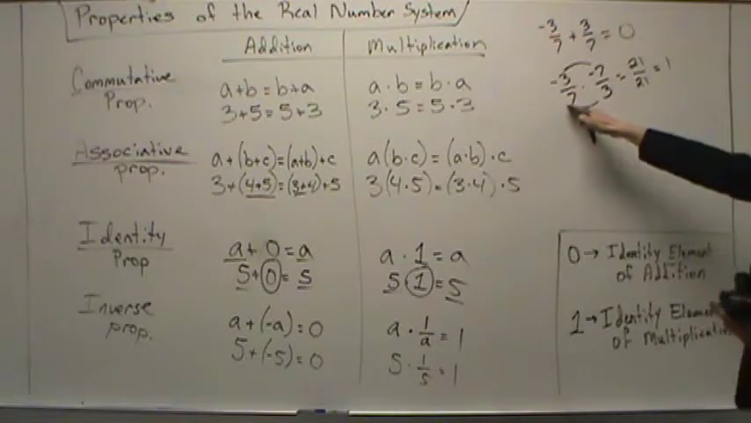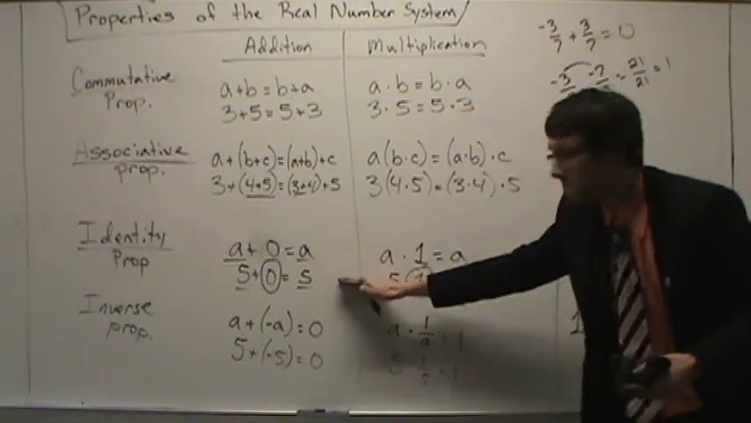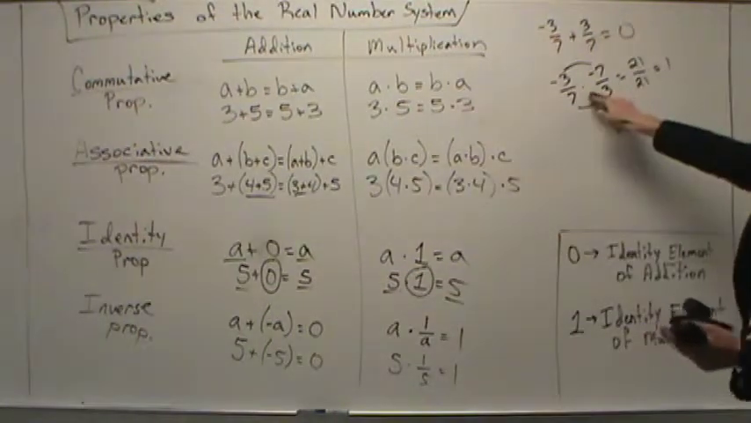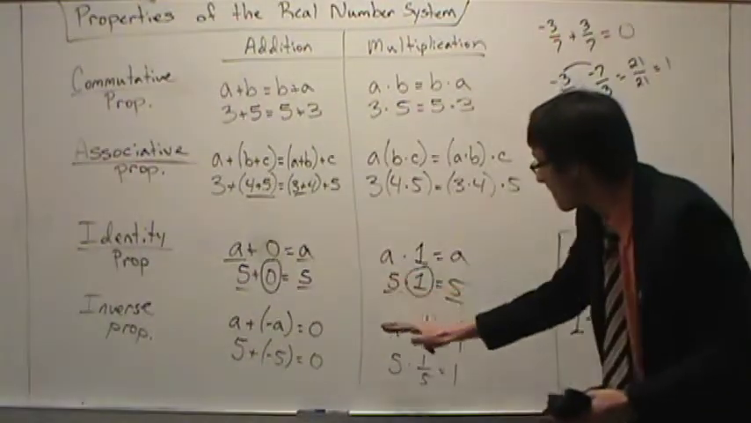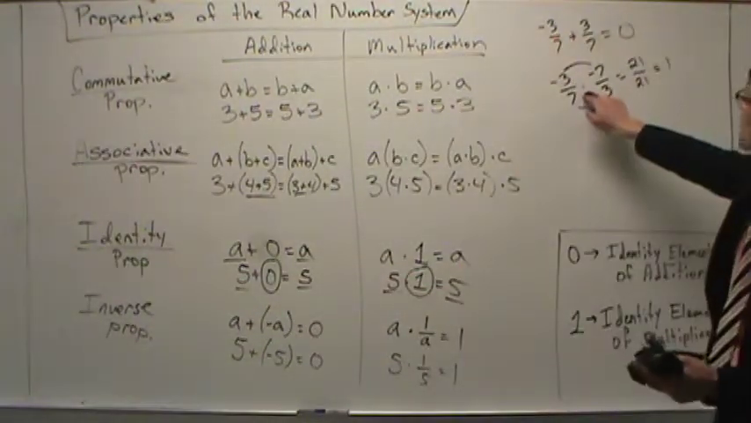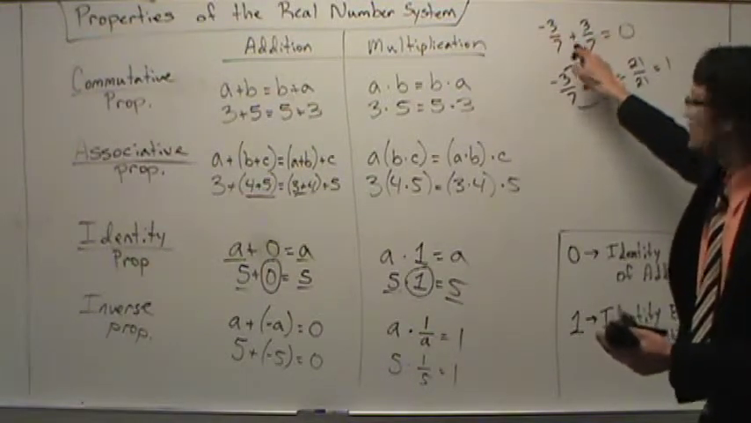We started with negative 3/7. Did we end with negative 3/7? No. So this is not identity. This is inverse. This is the inverse property of, how do we say this correctly? We say inverse property of the operation. Multiplication. This is the inverse property of multiplication. And the earlier one is the inverse property of addition.